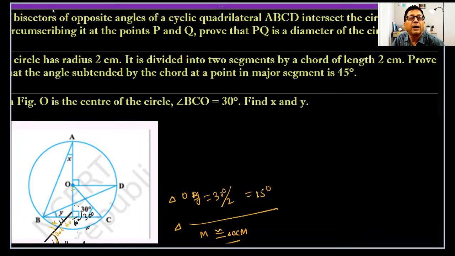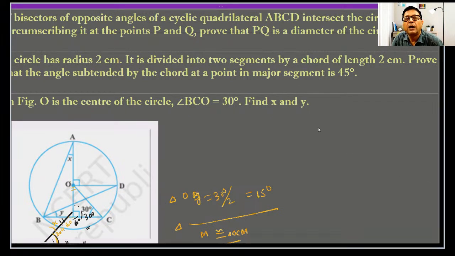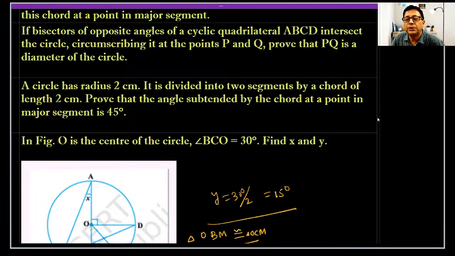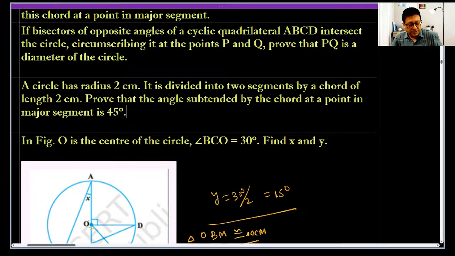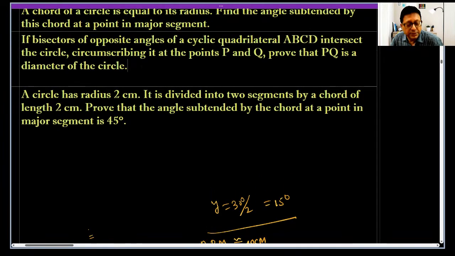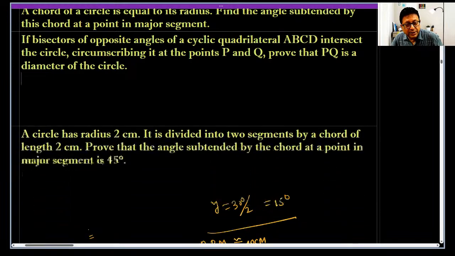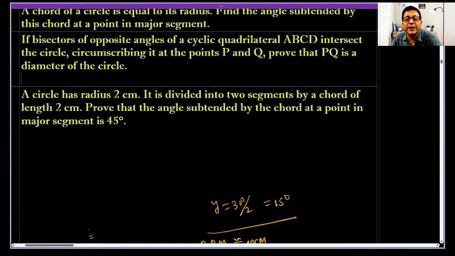Just a minute. Circle has radius 2 centimeter. It is divided into two line segments by a chord of length... Sorry. Just a minute, I'll arrange it. Yeah. Circle has radius 2 centimeter, divided into two segments by a chord of length 2 centimeter. Prove that the angle subtended by the chord at a point in the major segment is 45 degree.